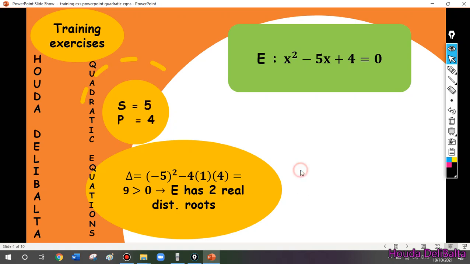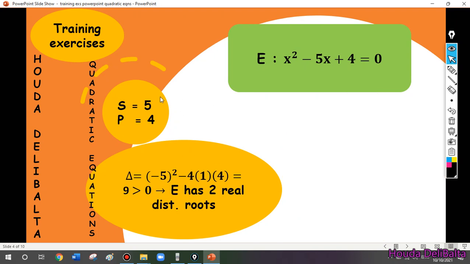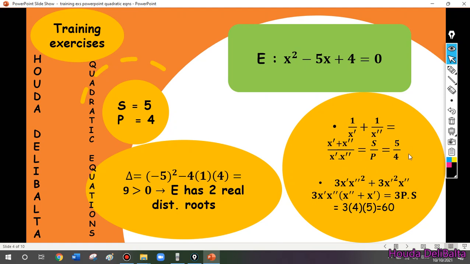Now let's start with the first one, and notice here I just wrote s is equal to 5 and p is equal to 4, applying the rule of s equals minus b over a, where b is minus 5, then minus 5 into 1 is 5, and p is c over a, which is 1, so it is 4. I wrote s and p and prepared them because I'm definitely going to use them in calculating these values.